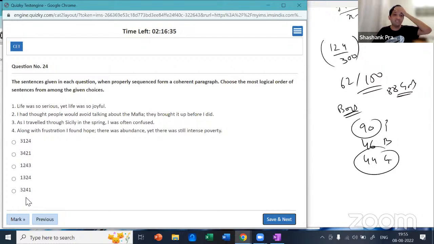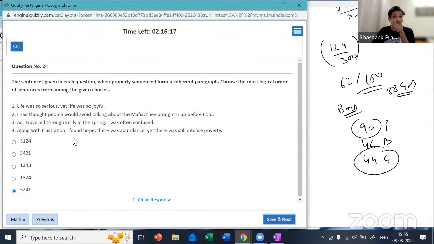So I would either start with Sicily in the spring, then life was so serious. Yeah, abundance. So serious yet so joyful. I think that is the contradiction. So I think it's 3 2 4 1.